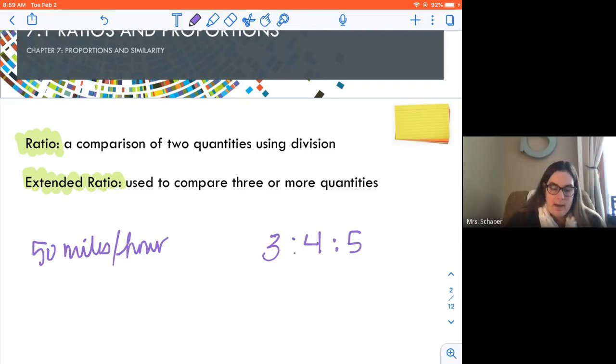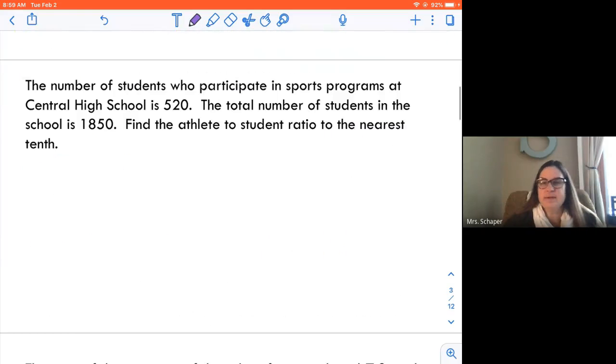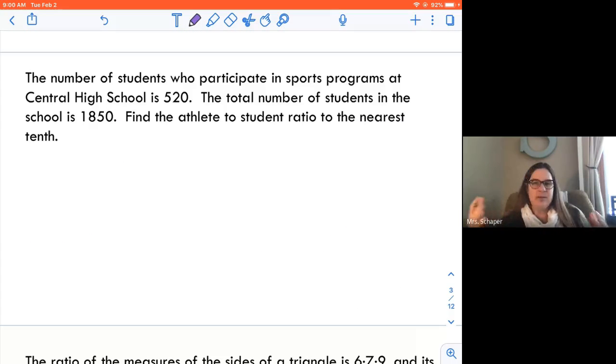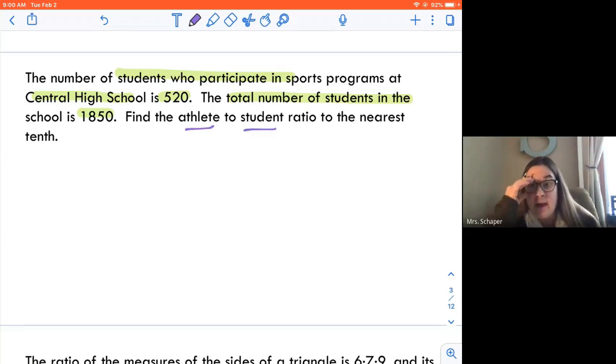Okay, so here we go. Here's just a practice with a ratio. This takes us back to 7th grade, back to 8th grade. Just a good review to kind of get us started. The number of students who participated in sports programs at Central High School is 520. The total number of students is 1850. Find the athlete to student ratio to the nearest 10th.